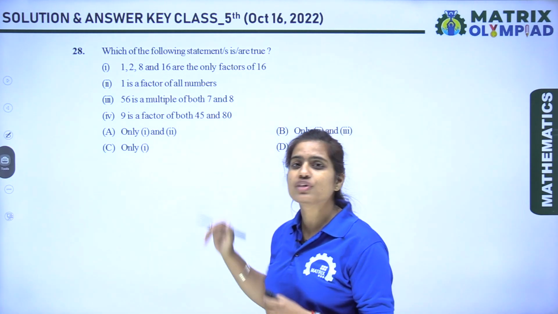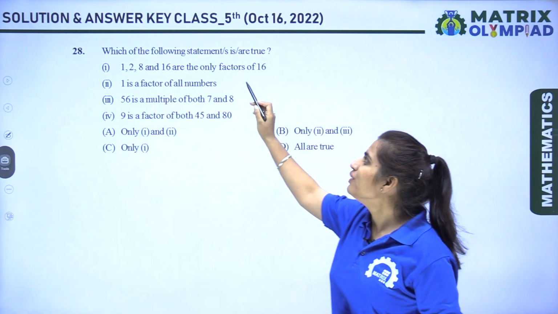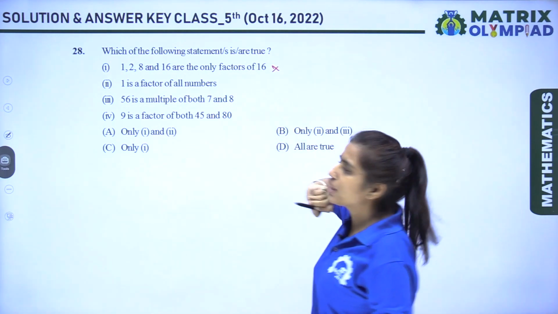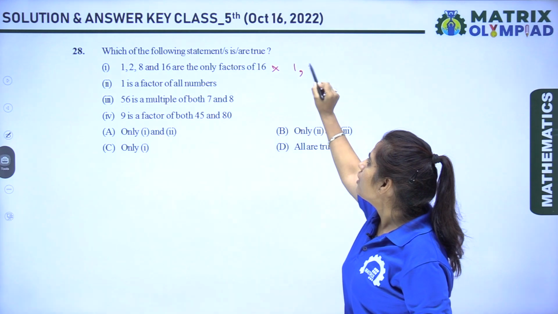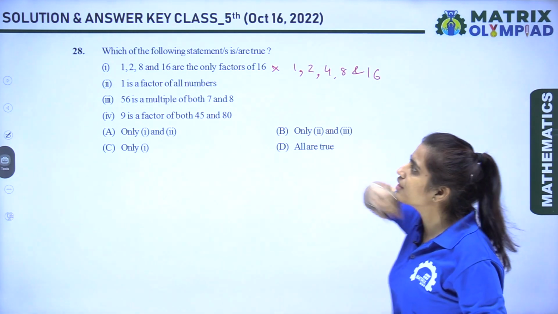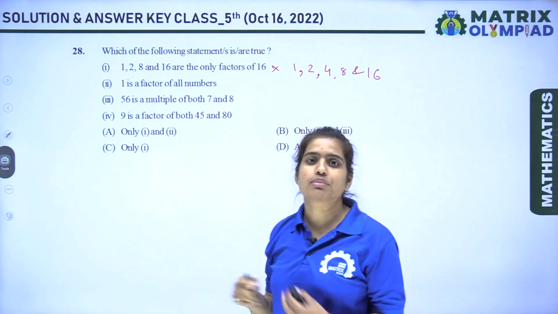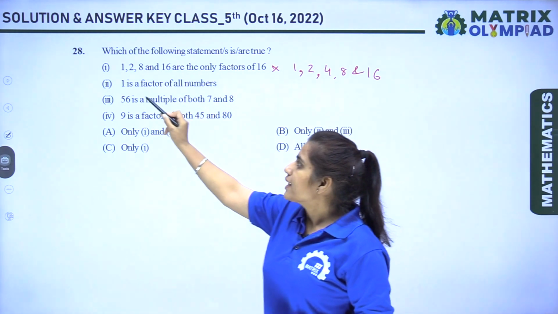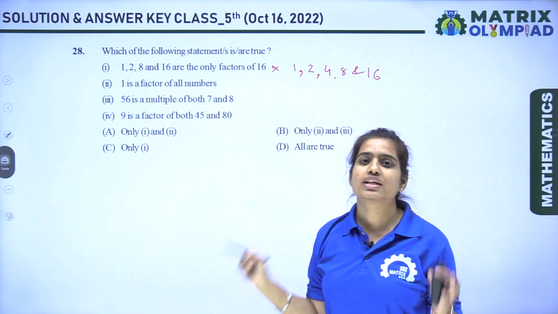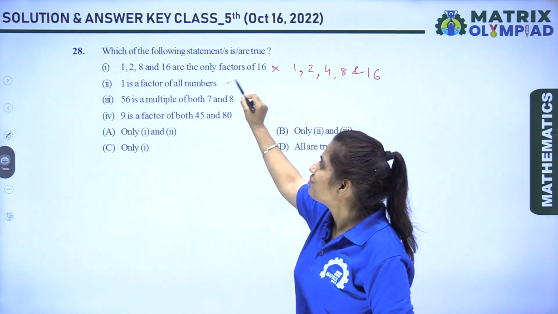Let's begin with the first statement. 1, 2, 8 and 16 are the only factors of 16. So, this statement is not true because 1, 2, 4, 8 and 16 are the factors of 16. So, here 4 is missing, that's why this statement is not true. Second statement is 1 is the factor of all numbers. So, this statement is true because 1 is a factor of all numbers.